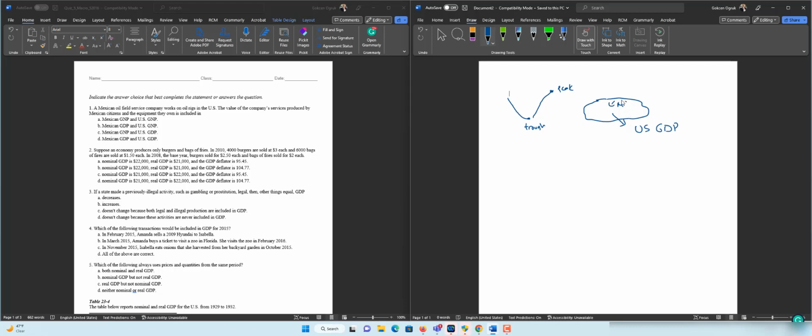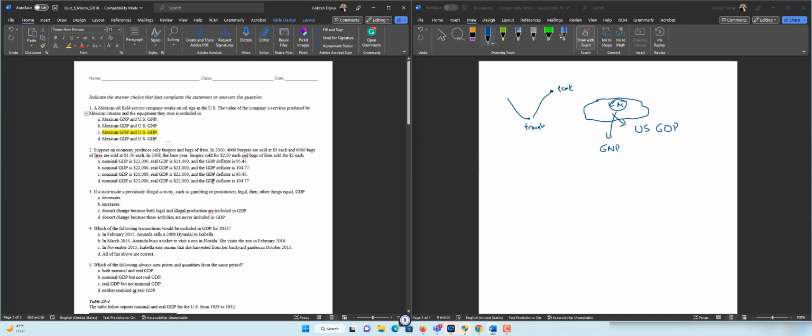Now this production of the Mexicans is going to be included not in Mexican GDP, but in Mexican GNP. Why? Because GNP includes the production of its citizens outside of the country. Therefore, the right answer is here, C, Mexican GNP and US GDP.